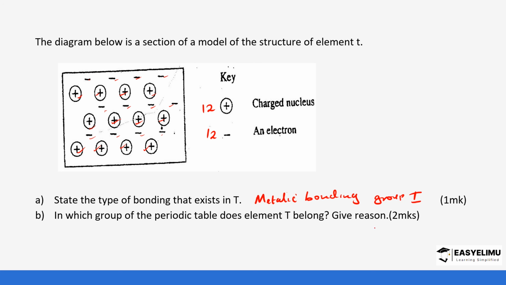So when you are told to give a reason, you will say that the nuclear charge is 12 and the number of electrons is 12. So for every atom, there is one electron attached to it.